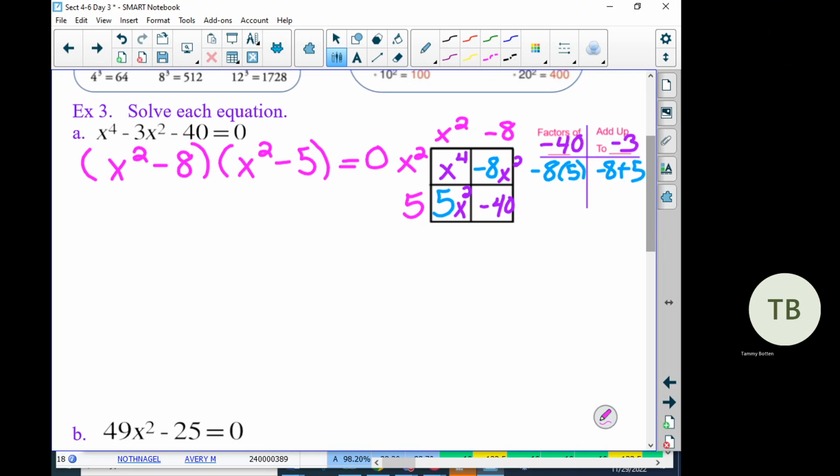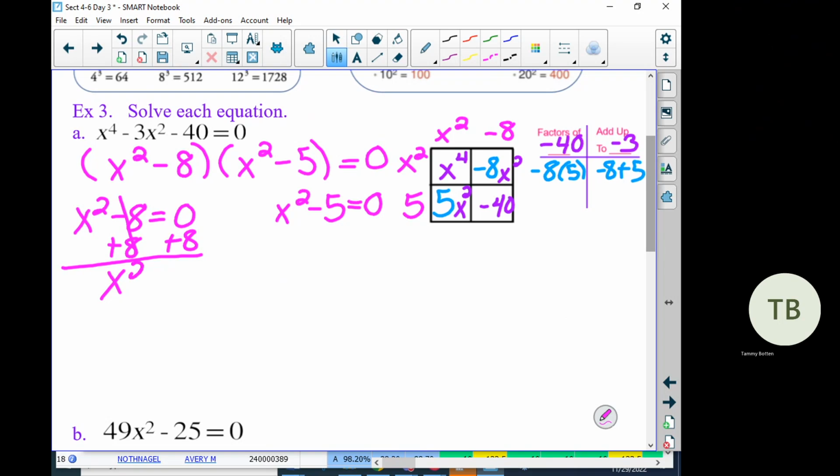When that happens, what you have to do is take that x squared minus 8 and set it equal to 0 and solve it. Then you have to take your x squared minus 5 and set it equal to 0 and solve it. Okay? When I do this, I would add 8. And I get x squared equals 8. So when I get to this, do you guys know that you take the square root?